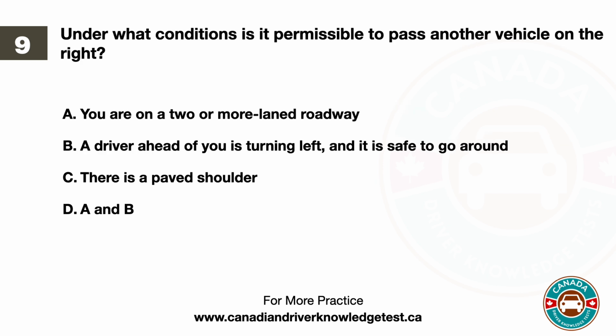Question 9. Under what conditions is it permissible to pass another vehicle on the right? A. You are on a two or more laned roadway. B. A driver ahead of you is turning left, and it is safe to go around. C. There is a paved shoulder. D. A and B. The answer is D. A and B.